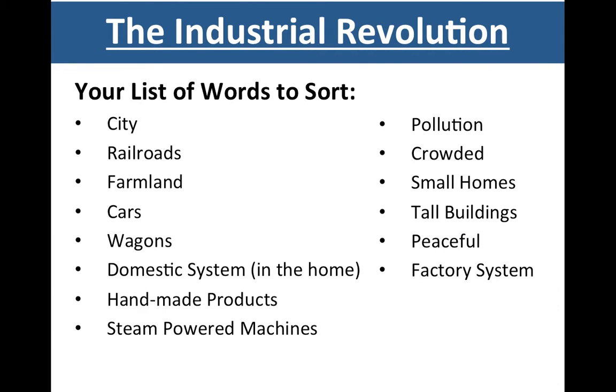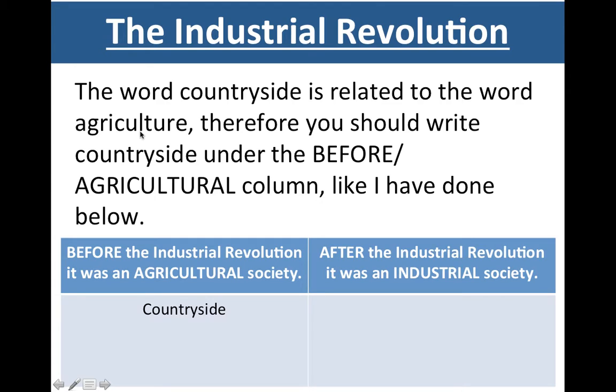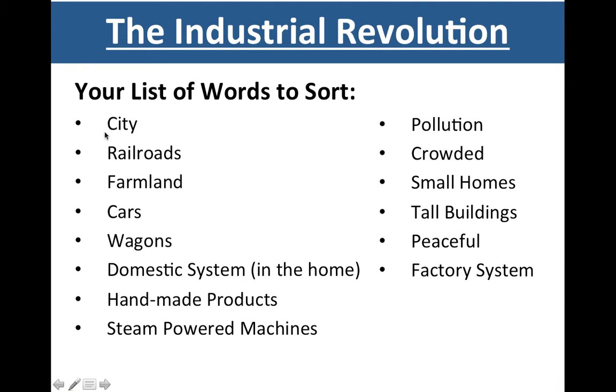Here are your list of words. Pause the video. Think through where these words would fit. So for example, the word city. Is city something that's going to show up before the Industrial Revolution or after the Industrial Revolution? To help you with this one, city is going to show up as a result, so it's after the Industrial Revolution. You should write city down underneath that column. So go through the rest of them. Make sure you press pause.